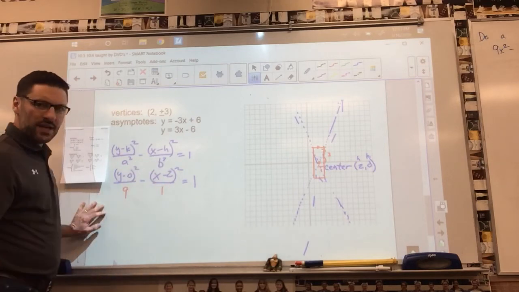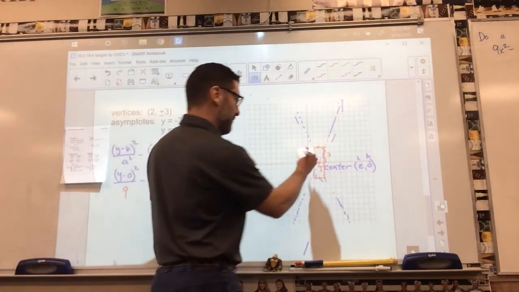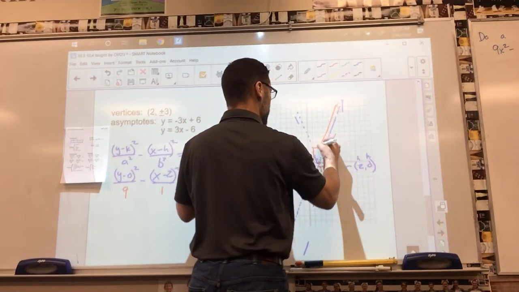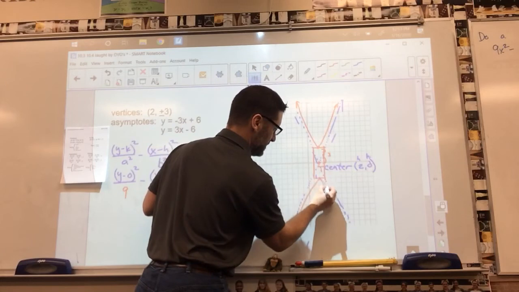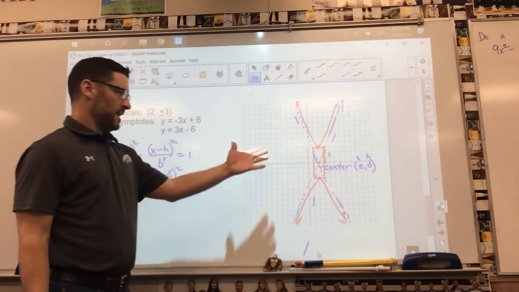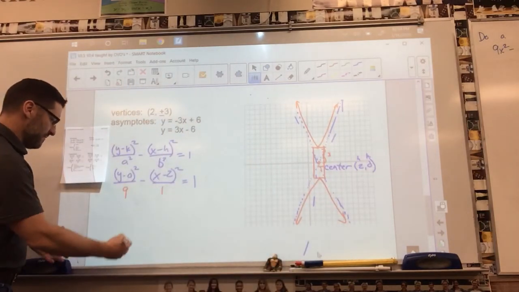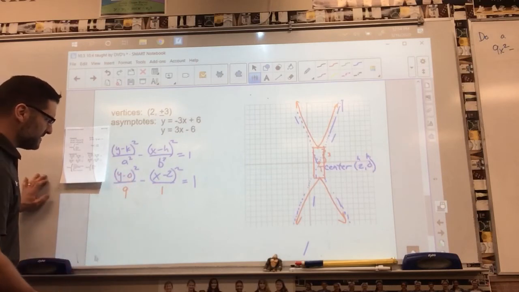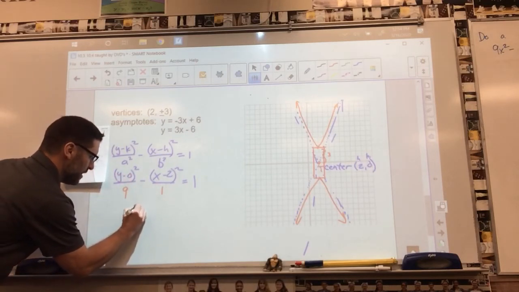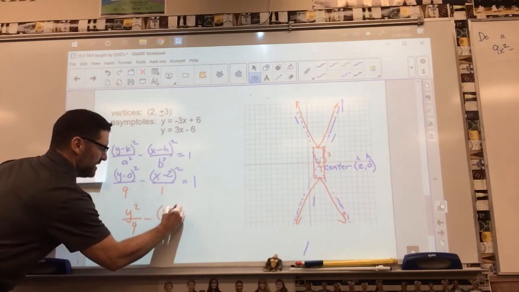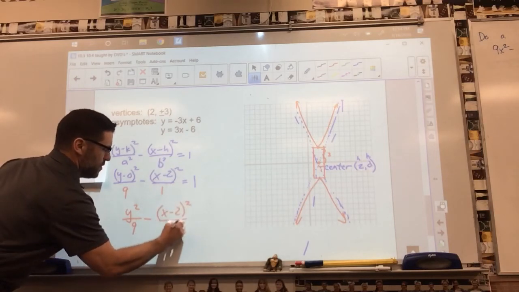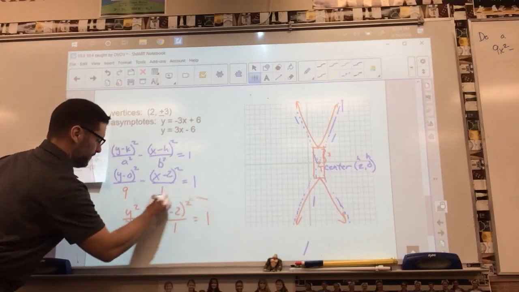And I have a pretty good idea of what the graph looks like. It's going to come up like this. The branches are going to come down like this. And I've got a really good idea of what the picture looks like. In the basic form, they probably wouldn't even write the 0 in. You can if you want, but it's y squared over 9 minus x minus 2 squared over 1 equals 1.